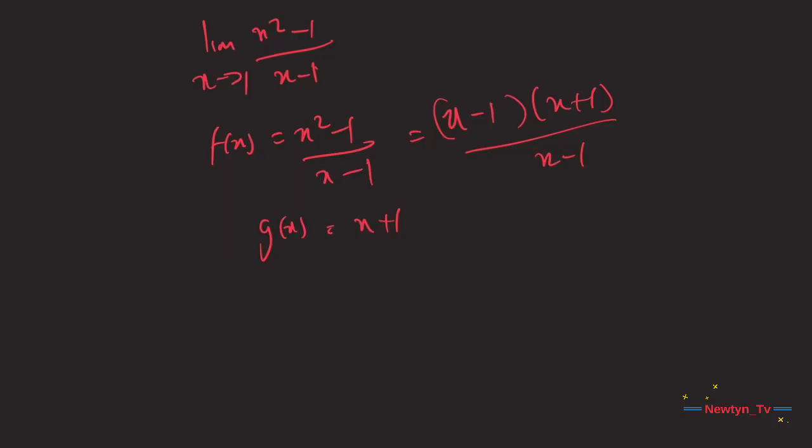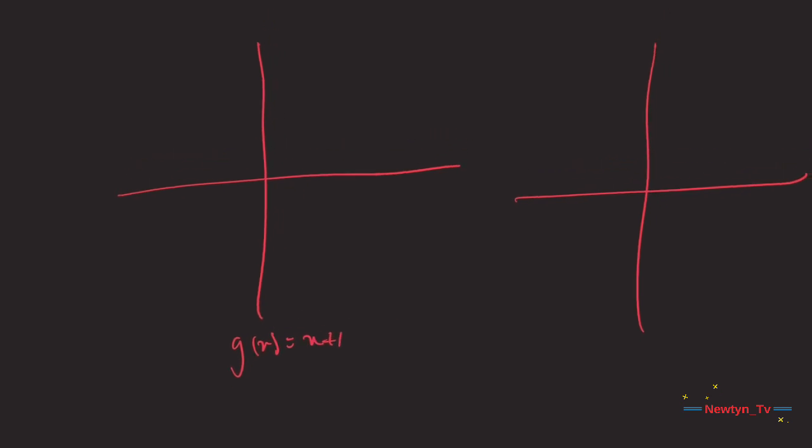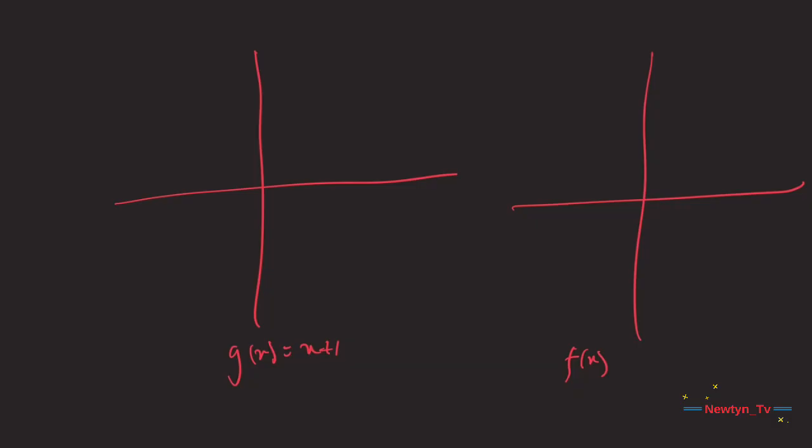Okay, so let's look at the graph here. Let's say we have two graphs. Let me draw one graph here and another graph here. Let's name this graph as the function g of x, which is equal to x plus 1, and this graph to be f of x, equal to x squared minus 1 over x minus 1.